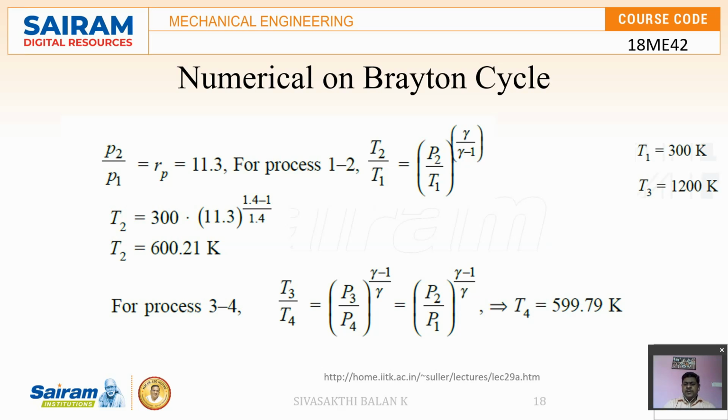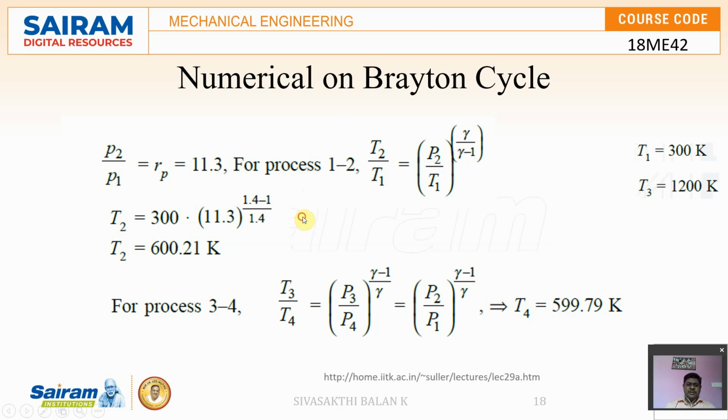Respectively, P3 is equal to P2 and P4 is equal to P1. So we know that the ratio between P2 by P1 is nothing but the compressor ratio. That value is 11.3, which we have already calculated previously. Substituting all the values, we get the value of T4. So now we know the values of T1, T2, T3 as well as T4.